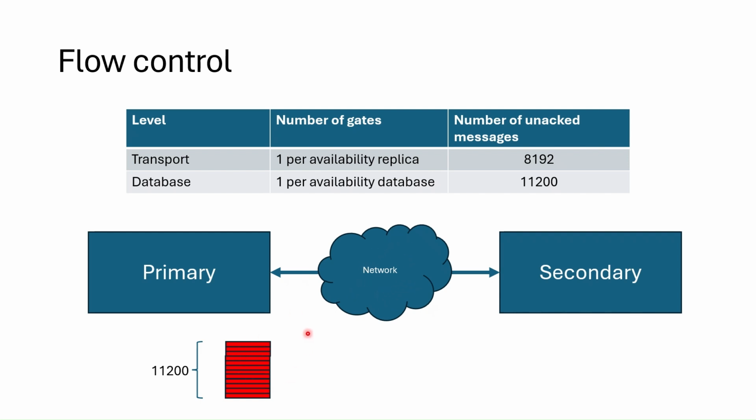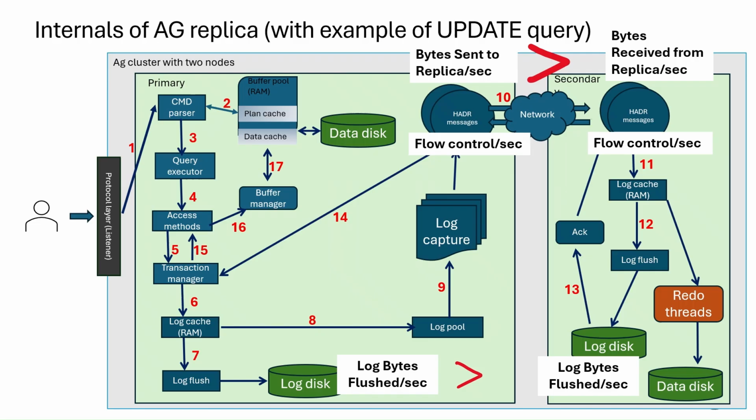So we can use the flow control per second metric to measure how many times flow control has been initiated per second. If flow control on the primary side is bigger, it means the secondary is slow or there is network latency. If flow control on the secondary side is bigger, it means the primary replica is slow to acknowledge messages or there is network latency.